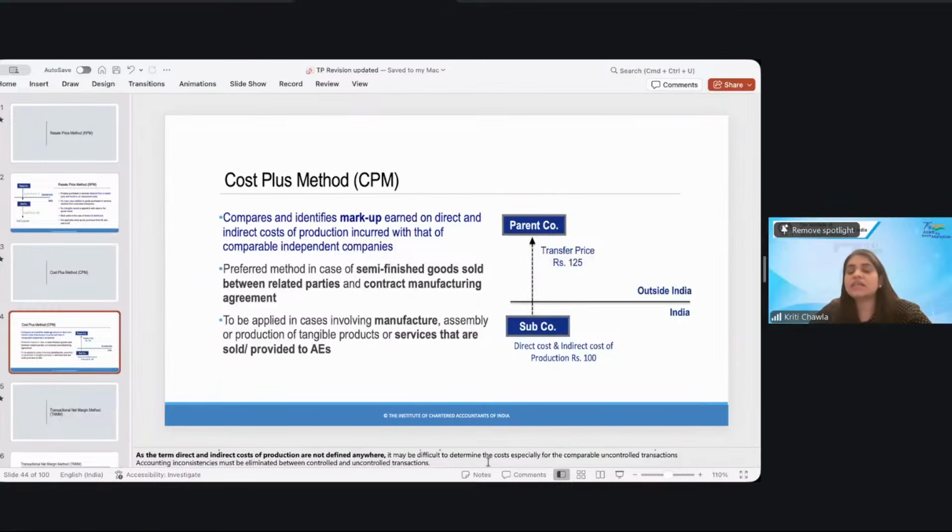Now, the problem is that as the term direct and indirect cost of production are not defined anywhere, it can be a little difficult to determine the cost, especially for comparable uncontrolled transactions. But then, as long as that is sorted, it should be good to go. So this is basically the cost plus method. What you have to remember for the purposes of cost plus method is that this is for contract manufacturing. It is for manufacturing situations that cost plus method is actually applicable.